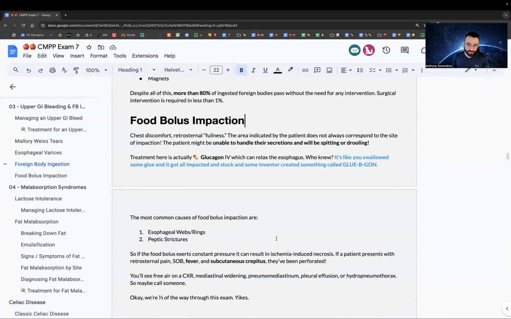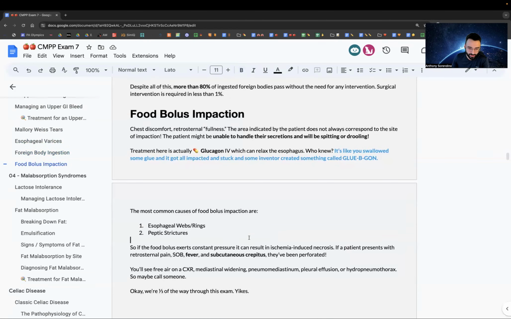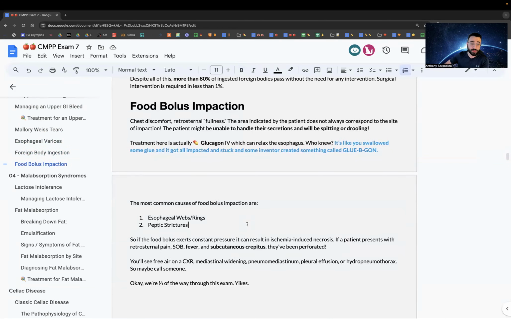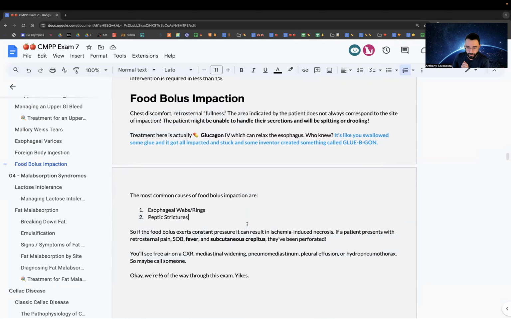So how I remember this is it's like you swallowed some glue and some inventor came and was like, hey, I made some glue be gone. So glucagon, glue be gone, food impaction. Just remember that it relaxes the esophagus. The most common causes of these actual impactions are esophageal webs and rings and peptic strictures.